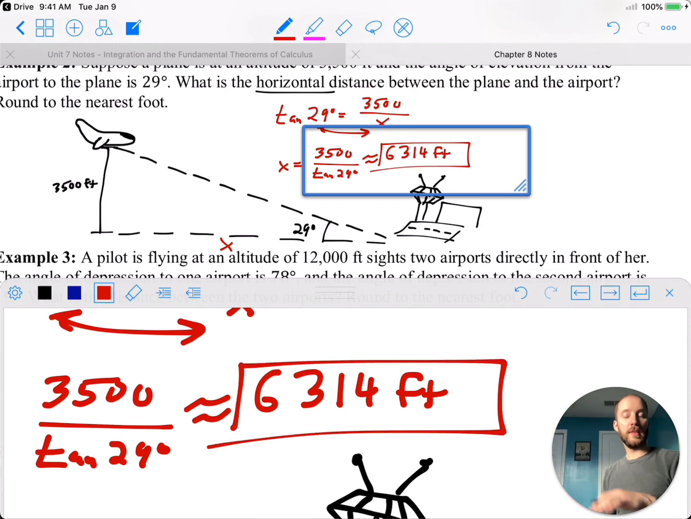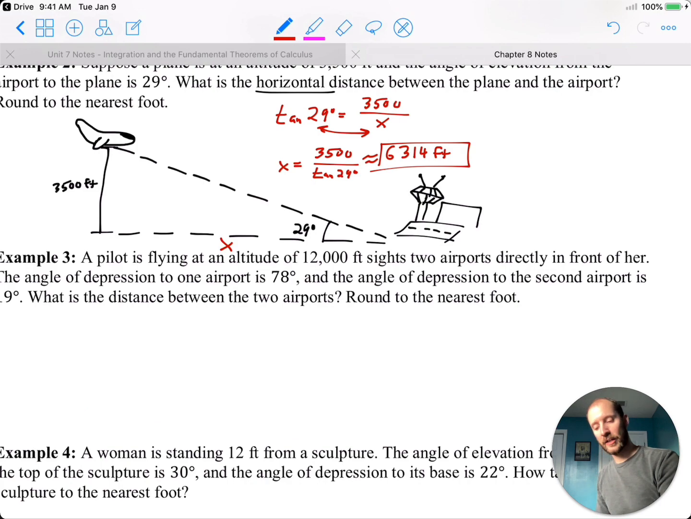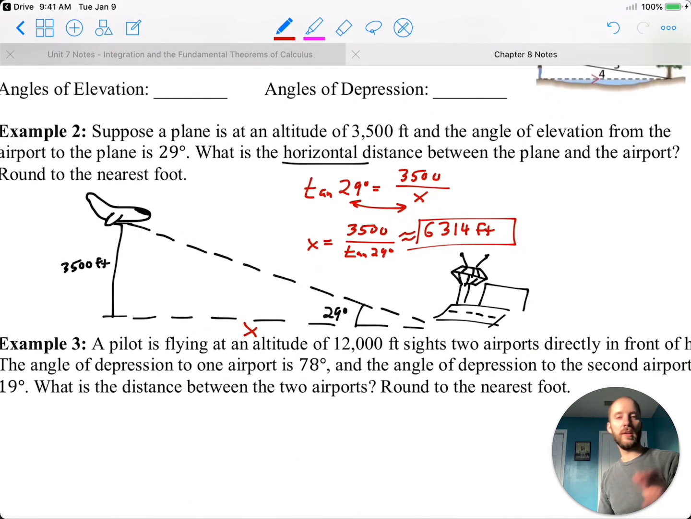Alright, so a little new vocabulary, angles of elevation and depression, then incorporating that into everything we already know with SOHCAHTOA and right triangle trigonometry. So take a look at the other two. Check your answers with my completed notes online.